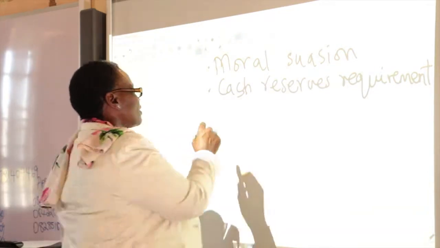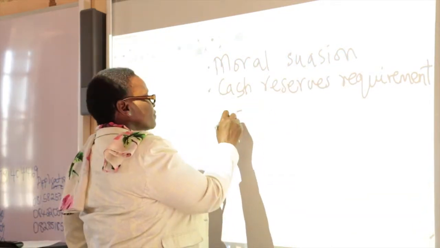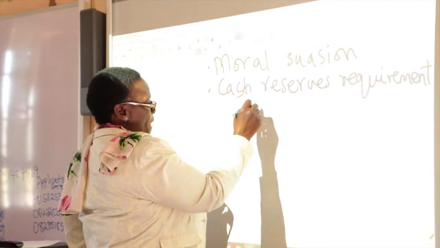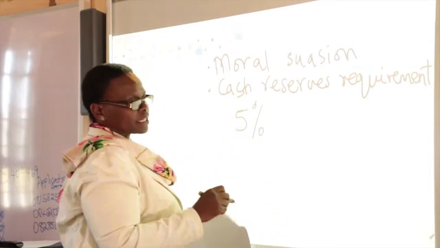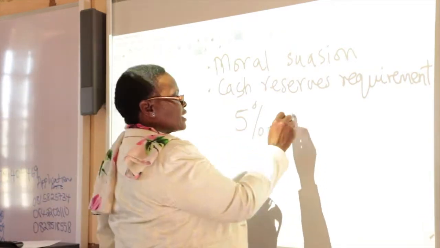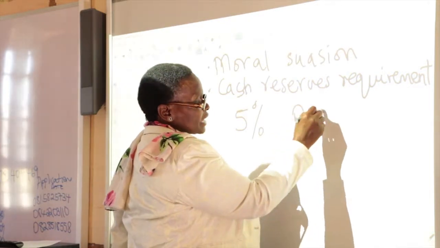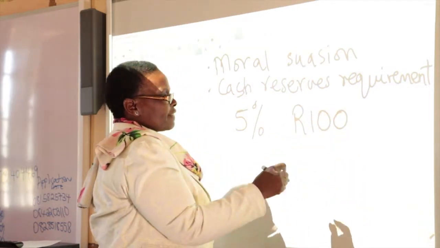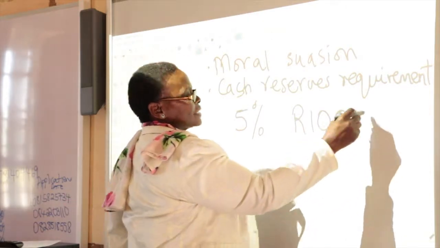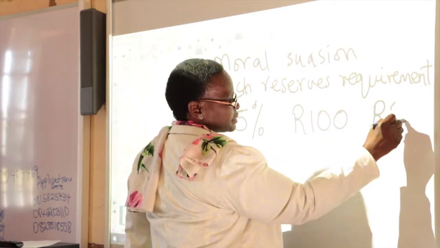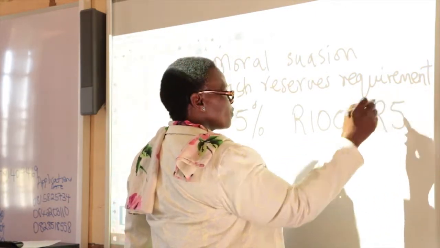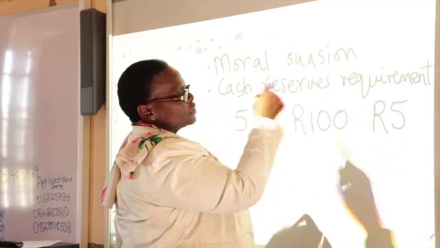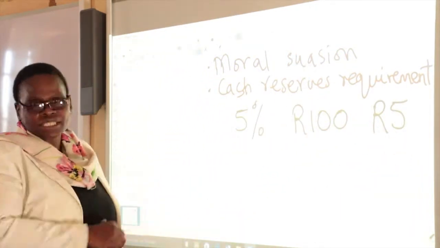So, for example, if the cash reserve requirement is 5%, this means that for every 100 rand deposited by the clients, the commercial banks must put aside 5% of that deposit, which is 5 rand, as a cash reserve.